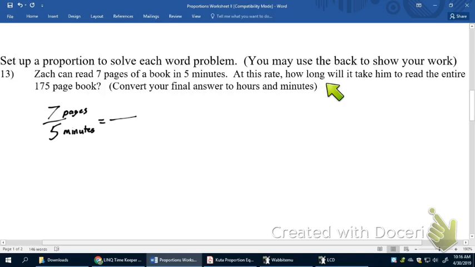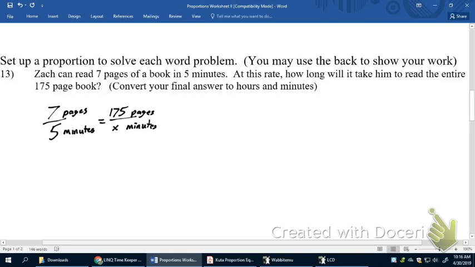So now, at this rate, how long will it take him to read the entire 175-page book if he follows at the same rate? Now, what's going to happen is I just have to recognize where to put 175. Since that was 175 pages, that belongs on the top. And x minutes is on the bottom. Now, this x is really not going to be my final answer, because they do make the note that they're wanting us to convert the final answer to hours and minutes. So x will just be how many minutes long it takes.